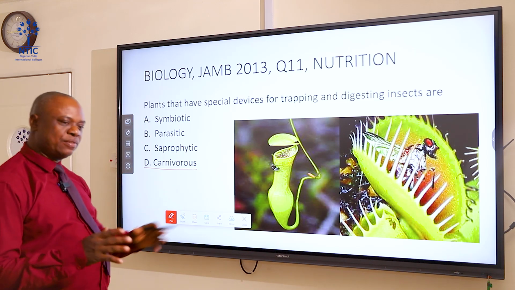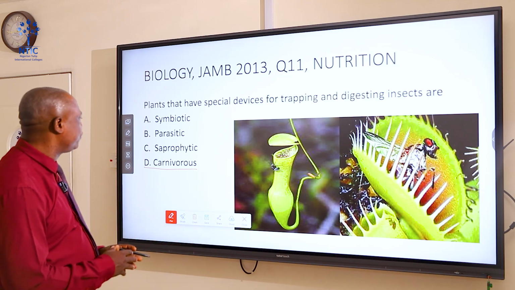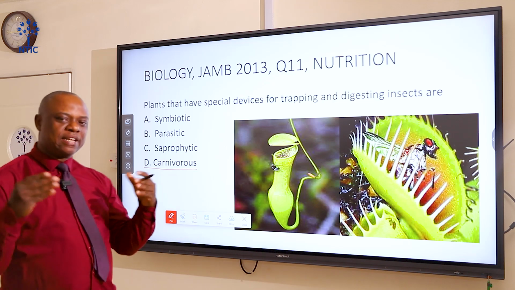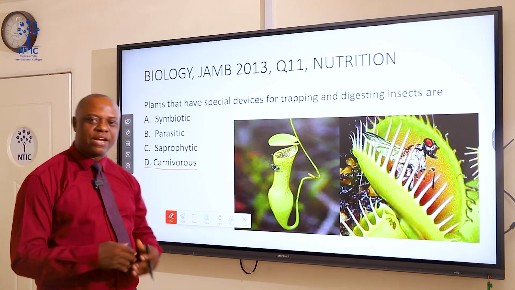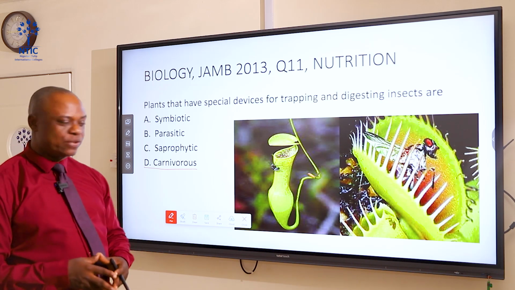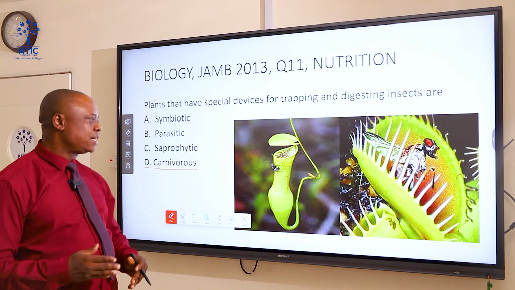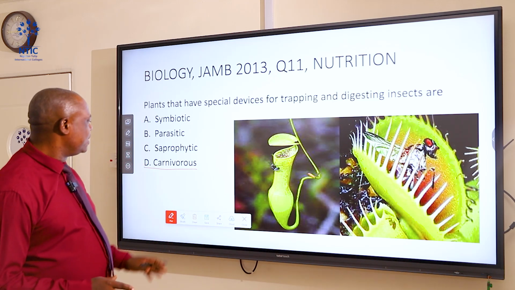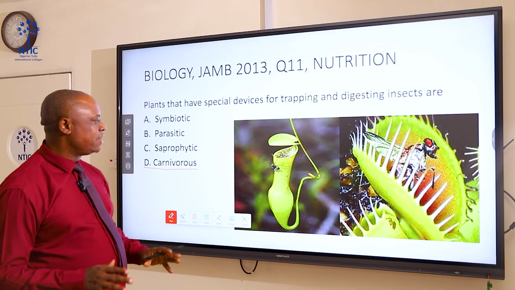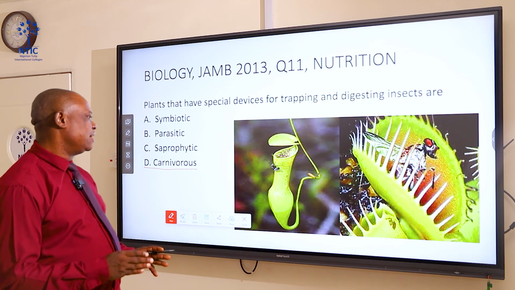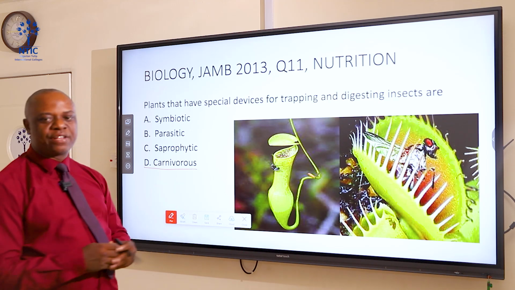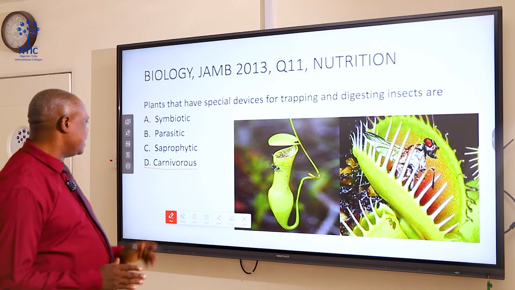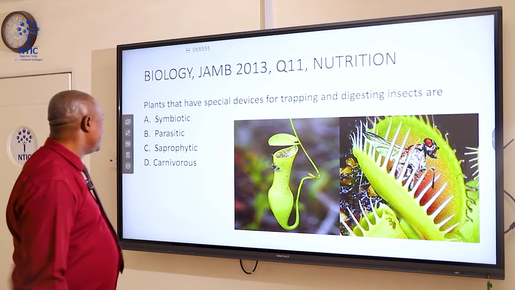Symbiotic is a feeding relationship between two organisms. Parasitic is where one organism lives on another, gets nourishment, and at the same time harms the other. That's the parasite and host relationship. Then saprophytic refers to organisms that feed on dead, decaying organic matter. So we have carnivorous plants. They catch insects, digest them, and extract nitrogen from them. They are usually found in places with nitrogen deficiency. We move to the next question.